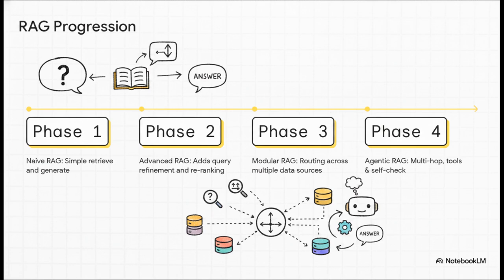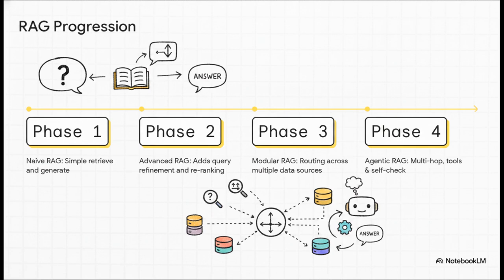Then we evolved to advanced RAG, which added these really crucial layers like query refinement and re-ranking to prioritize the absolute best information before the AI even saw it. From there, we got modular RAG. This was a game changer because it treated retrieval like interchangeable Lego blocks, intelligently routing queries to different databases depending on what was actually needed.